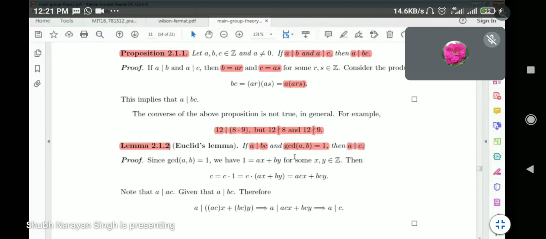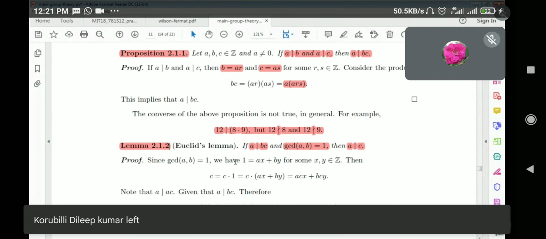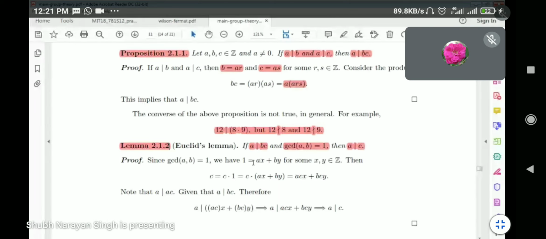Now I use one information first, GCD of A and B equal to 1. So I write, since GCD of A and B equal to 1, then we know that GCD can be written as a linear combination of A and B. Here GCD is nothing but 1, so 1 can be written as ax plus by for some integers x, y. Okay, then always remember what is your goal, and in that direction you have to move.